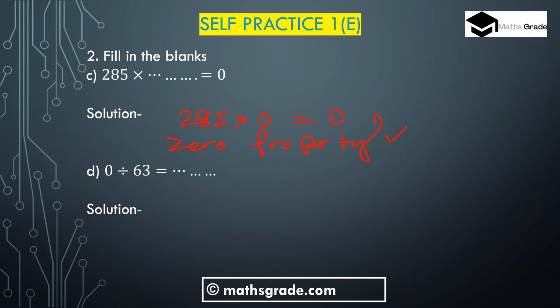Now part D: 0 divided by 63 is how much? We know 0 divided by any number is 0. So it is 0.